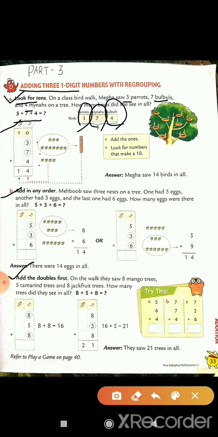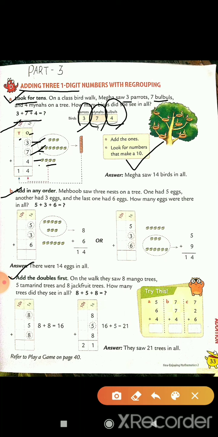We have to add the ones. According to this method, we have to look for numbers that make a 10. If we add 3 and 4 first, it does not make 10. If we add 7 and 4, it also does not make 10. So, if we add 3 and 7, 3 and 7 make a 10. So, according to this method, we have to look for numbers that make a 10.